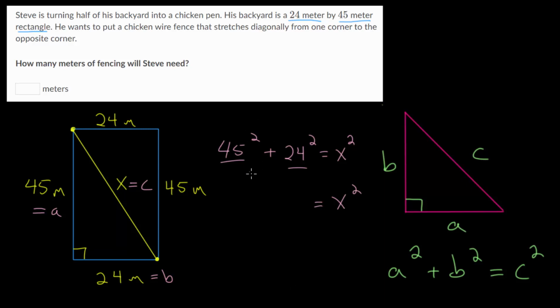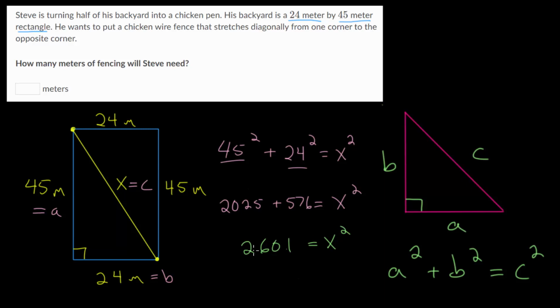So 45 squared, 45 times 45, that is just 2025. And 24 squared, 24 times 24 is 576. So if we were to add these together, x squared would be equal to, well, 2000 plus 500, that's 2500. And 25 more than 76, that's 101. So 2500 plus 101 would be 2601.